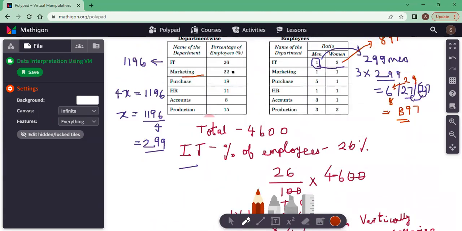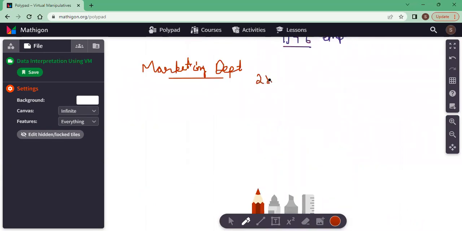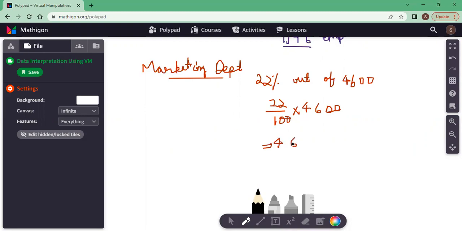Now it is given 22%. So 22% out of 4,600 work in the marketing department. It is 22 by 100 into 4,600. So it is nothing but 4,600, the 2 zeros will get cancelled here. So it is nothing but 46 into 22.